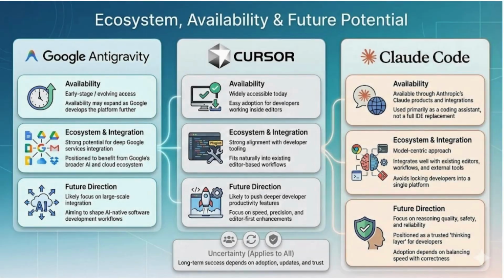Now let's talk about long-term potential. Because even if a tool is great today, what decides its success is how well it fits into real workflows over time. So first, when it comes to availability, accessibility is straightforward. Cursor is already positioned as an AI-first coding environment that developers can actually use and integrate into their day-to-day workflow right now. That's a big part of why it has momentum. It is practical and immediately usable.